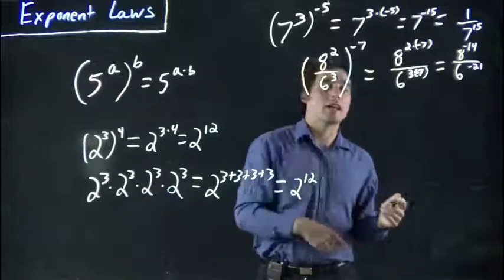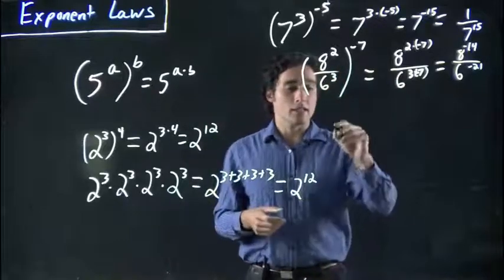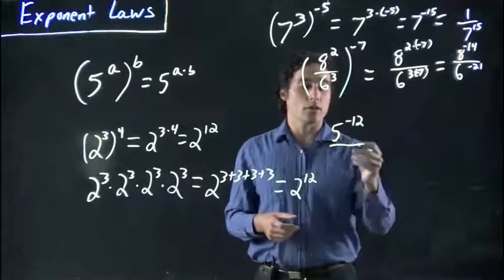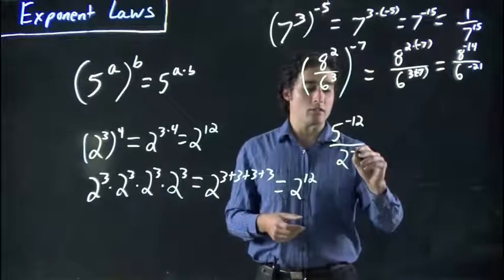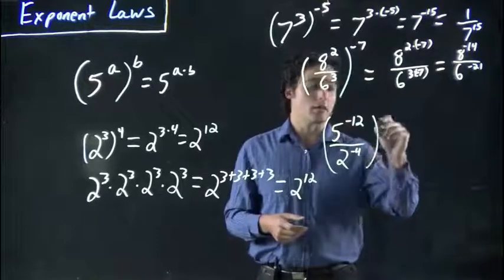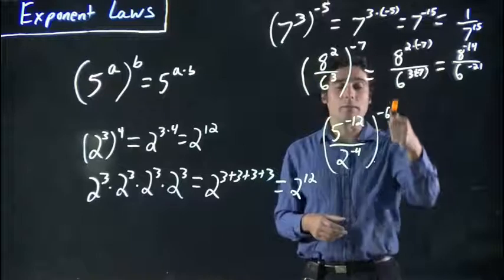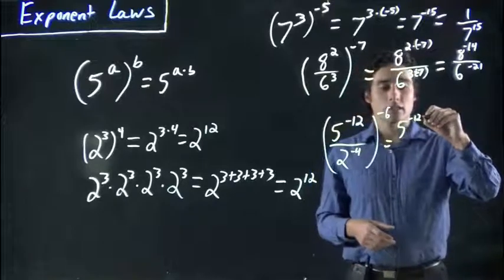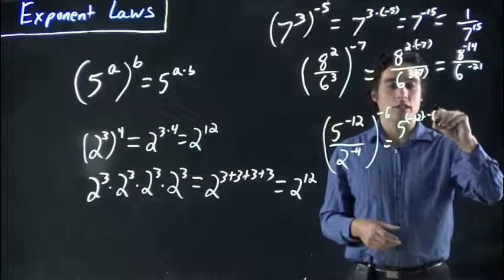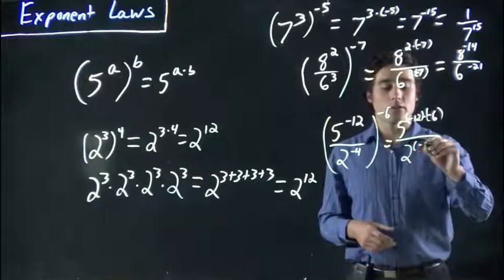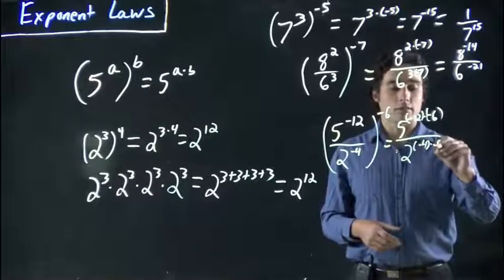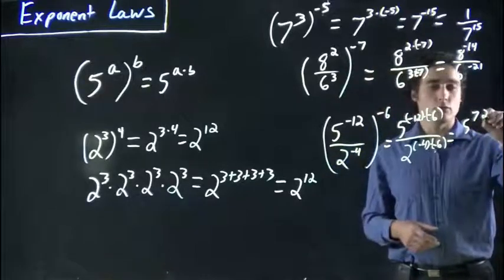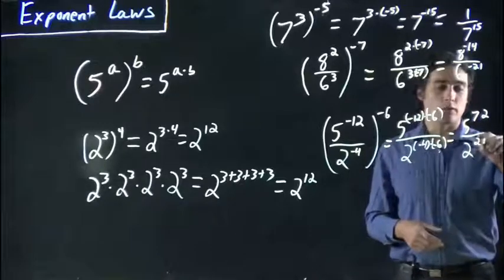Now, what if we had negative exponents in here? Or two negative exponents, for that matter. Let's say 5 to the power of negative 12 over 2 to the power of negative 4, all to the power of negative 6. Same exact thing. I can write this as 5 to the negative 12 times negative 6 all over 2 to the negative 4 times negative 6. Or, in other words, 5 to the power of 72 all over 2 to the power of 24.